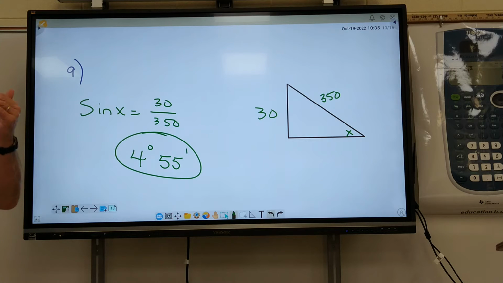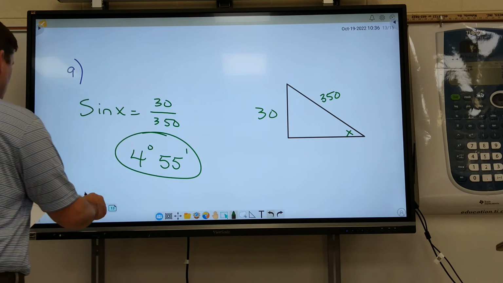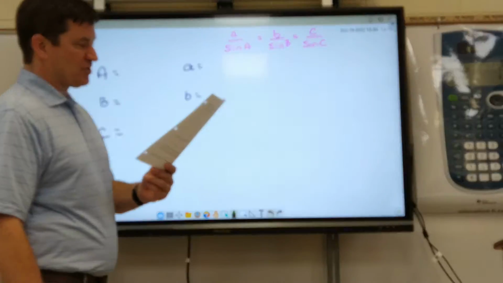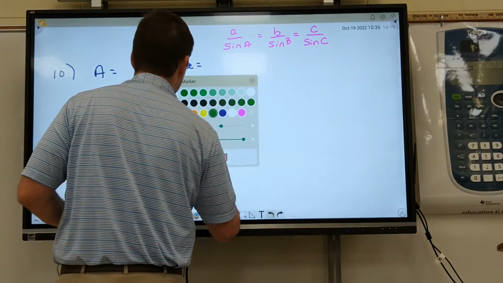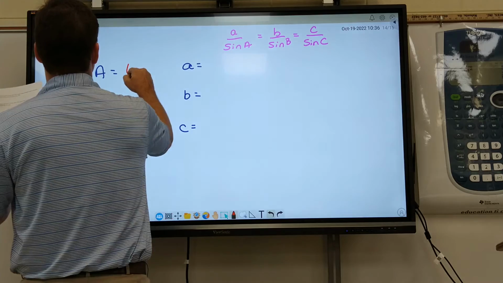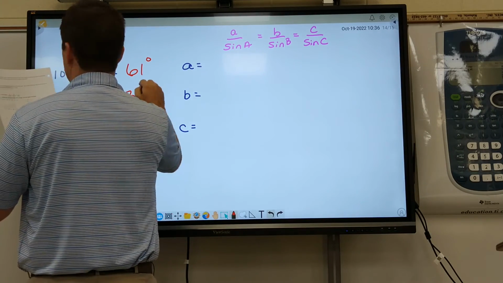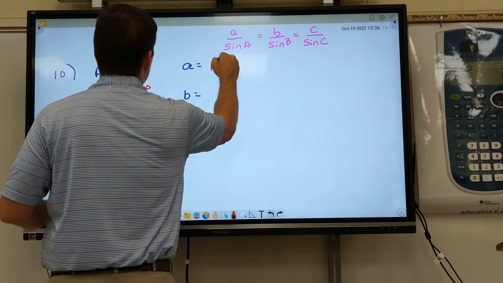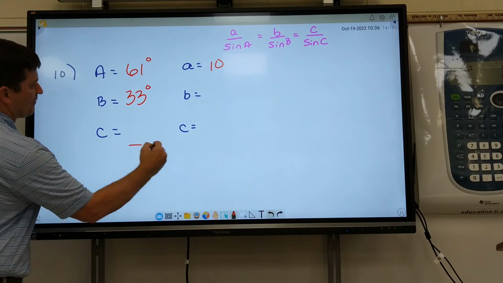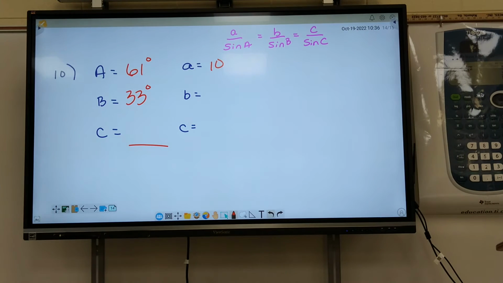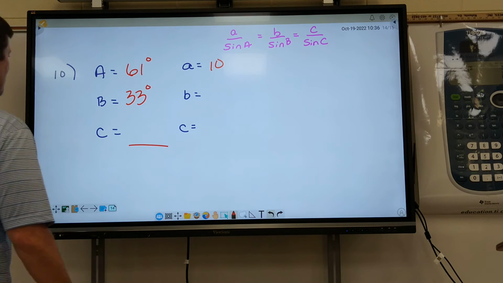All right, the last 4 are what we've been doing the last couple of days. I'm going to show you 10 and 12, and let y'all do 11 and 13. Here's number 10. Let's start plugging in what they give us. Angle A is 61 degrees. Angle B is 33 degrees. Side a is 10. Willie, first step, how do I find angle C? Subtract from 180. So 180 minus 33 minus 61 is 86.